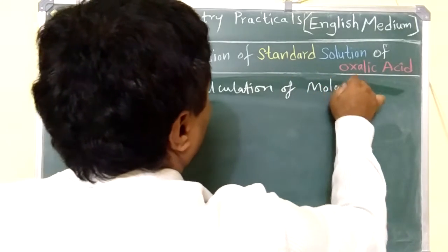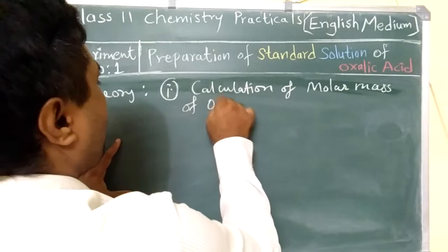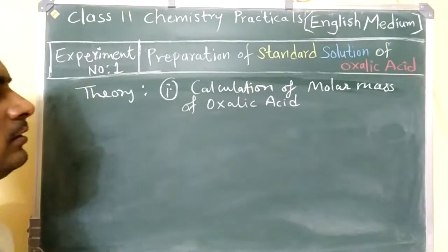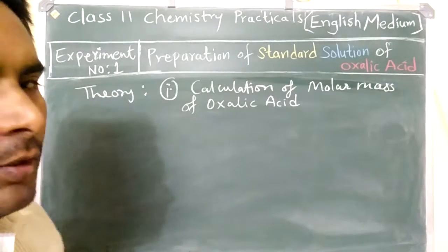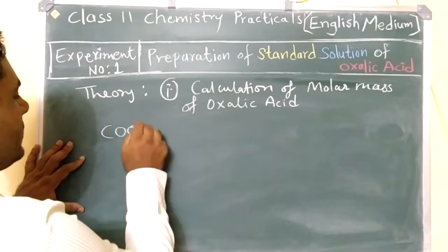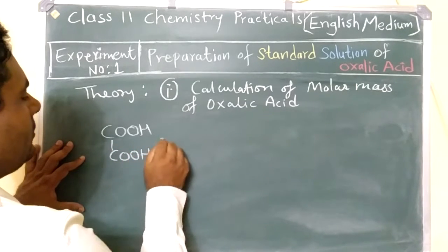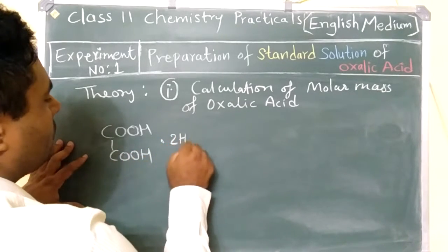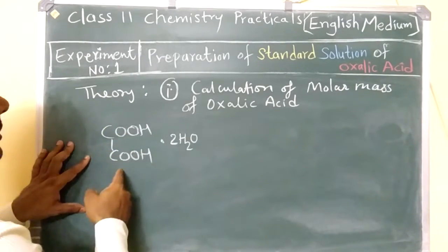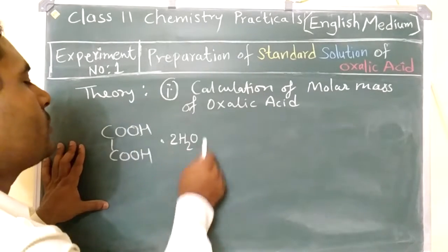So, calculation of molar mass of oxalic acid. Now students, do you know the formula of oxalic acid? What is the formula of oxalic acid? So the formula of oxalic acid is (COOH)2·2H2O. Students, you can see there are 2 COOH groups. That means this oxalic acid is a dicarboxylic acid and the water of crystallization is 2.